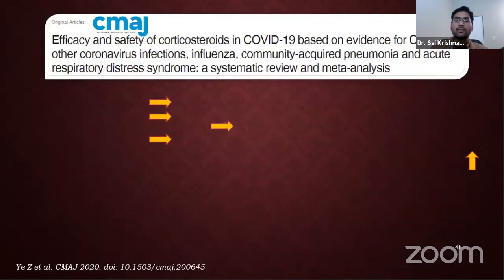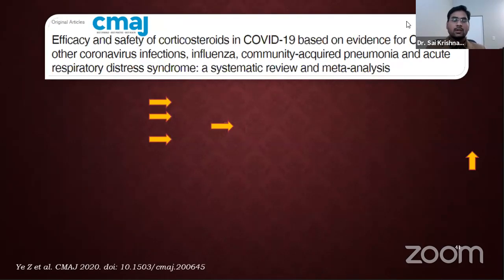This is a recent systematic review published this week in CMAJ, the Canadian Medical Association Journal, which is a very well-known journal in Canada. Based upon the articles published in the journal, any major decisions can be made here. So let's look at the systematic review published this week in CMAJ, where they assessed both the efficacy and safety of corticosteroids in COVID-19 patients, based on the evidence of other coronavirus infections like influenza, SARS, MERS, and all.